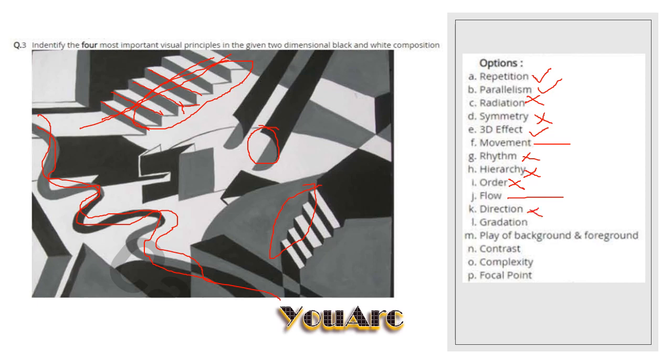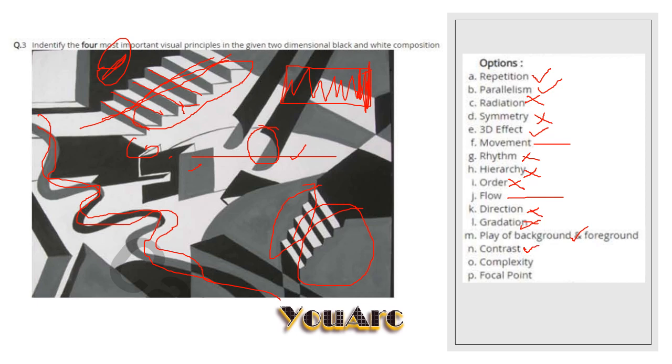Gradation, actually I feel some gradation is there, like from this color to gray to here. But defined gradation means it has to be like this, from here it has to go to dark. That gradation is not there. Play of foreground and background. Yeah, it has some. This portion is a little close to the observer, and this is a little far apart that we can see, but this is almost backside. Contrast, yes, definitely we have contrast here, right? We already discussed, since it's a black and white composition.